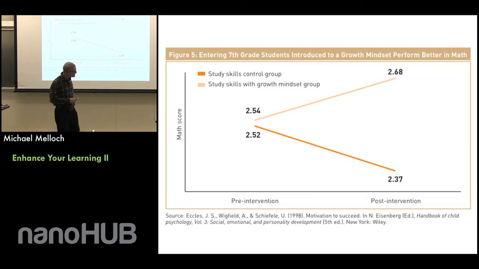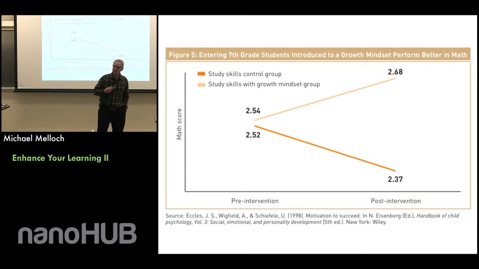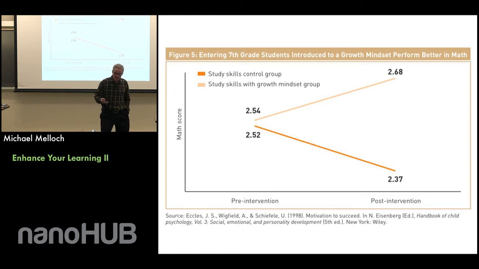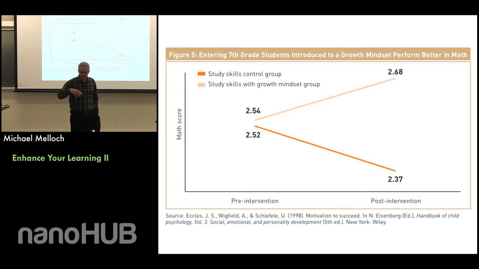Out of 6th grade, both groups had an average GPA of about 2.5. In 7th grade, the ones who were just taught study skills, their math GPAs dropped from about 2.5 to 2.37. Those who were taught about the brain being plastic and that with a growth mindset you can improve your intelligence, their math GPA went up to 2.68. So a 0.3 of a point difference by moving someone into a growth mindset.